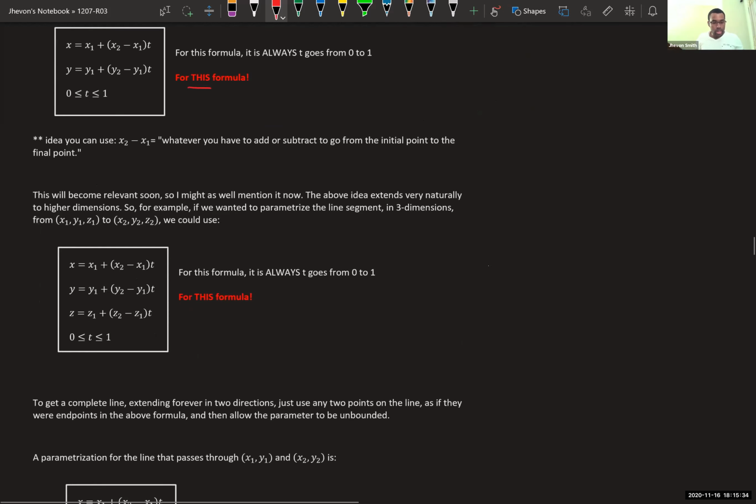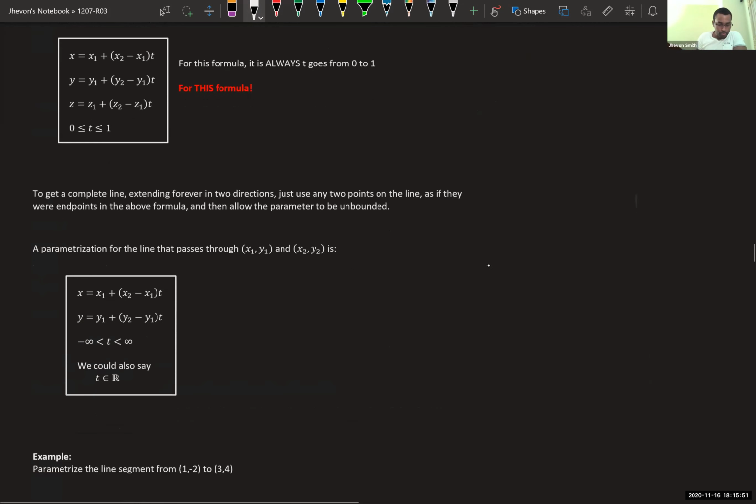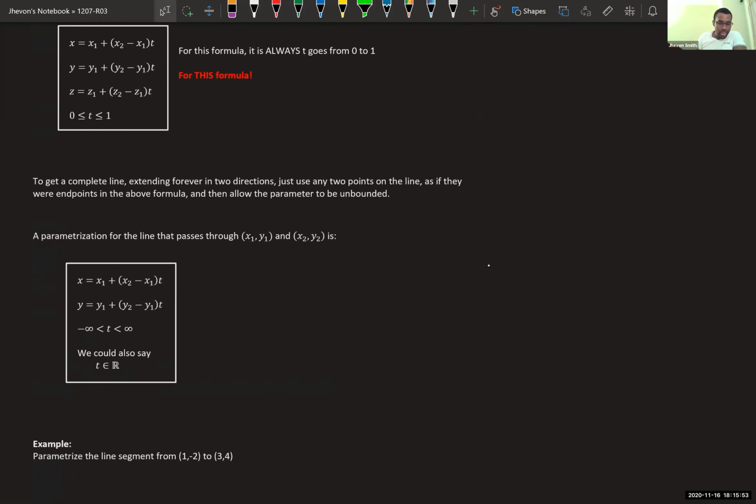This also works in 3 dimensions, as you can see here, with an x, y, and z coordinate. We will talk about that in a little bit, so don't worry about that for now. But you could do it in 3 dimensions as well. And it extends very naturally to higher dimensions. You could do it for n dimensions.